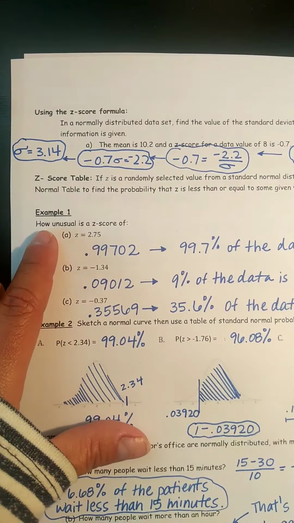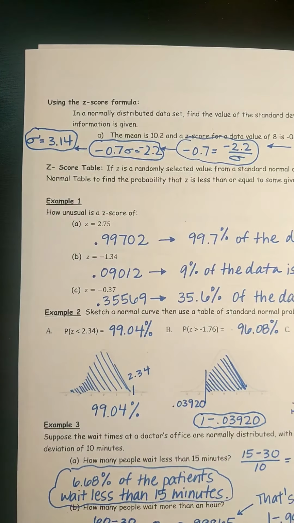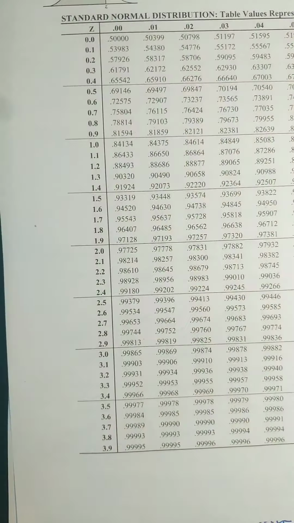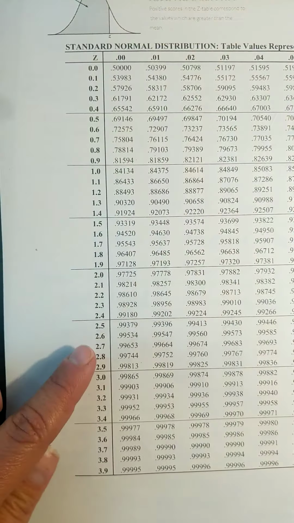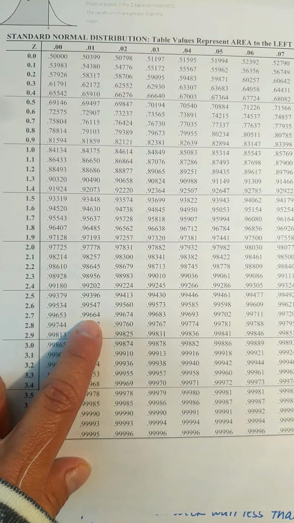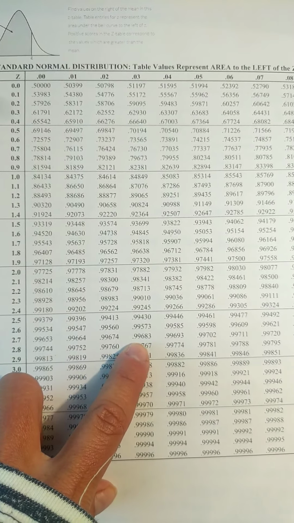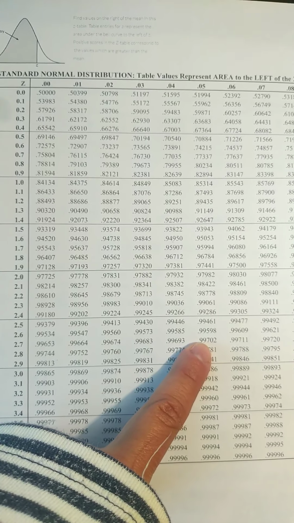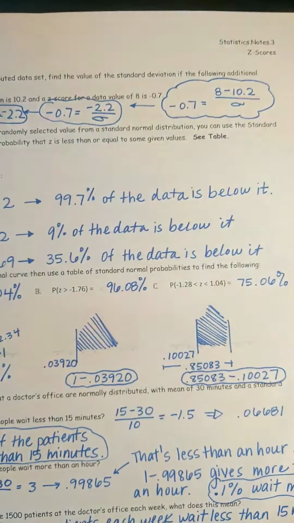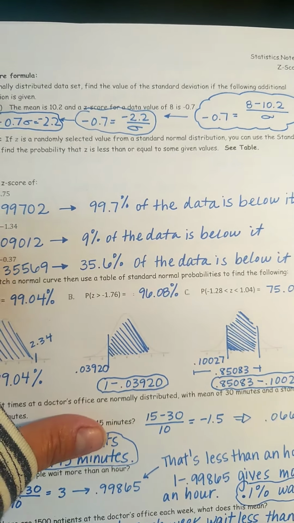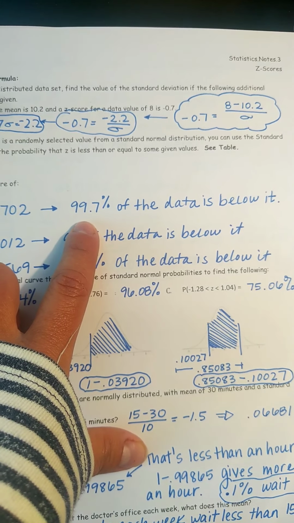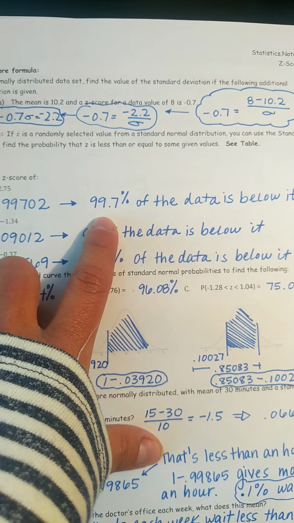We want to know how unusual a z-score of 2.75 is. So I go to my standard normal distribution table. I look for the 2.7 part along here. So I get to 2.7, and then for the 2.75, I come across to below the 0.05, because that makes 2.75. And I get 0.99702, which is what I wrote here. Remember, we turn that into a percent by moving the decimal twice. So we would say that 99% of the data is below the 2.75.